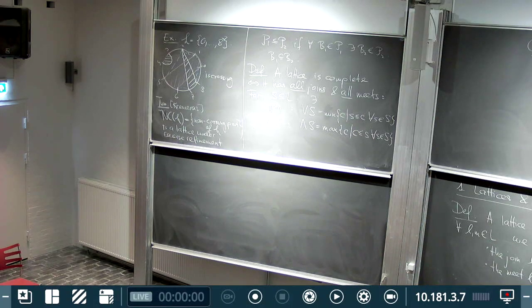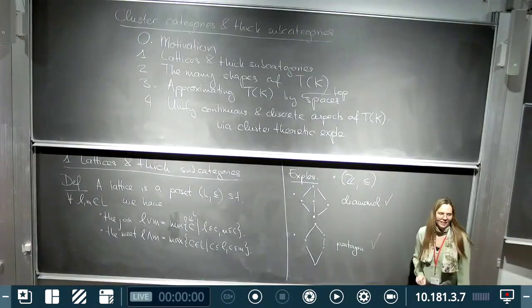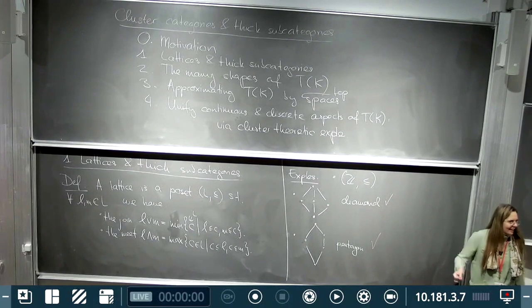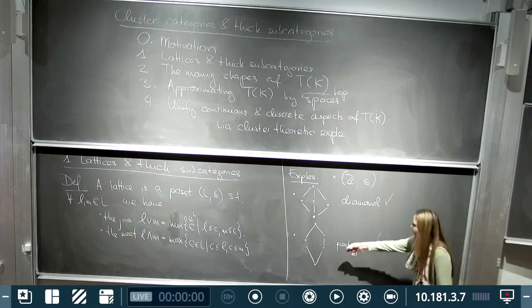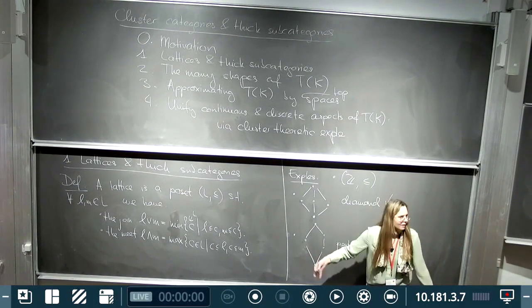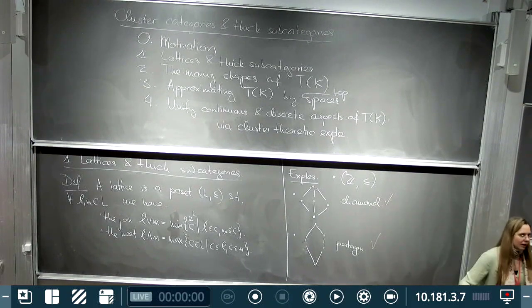Okay, so if we think back maybe to our first two examples, then we see that the diamond and the pentagon are certainly complete. In fact, any finite lattice is complete, because if you take any non-empty subset, this certainly has a meet and a join, just by iteration.